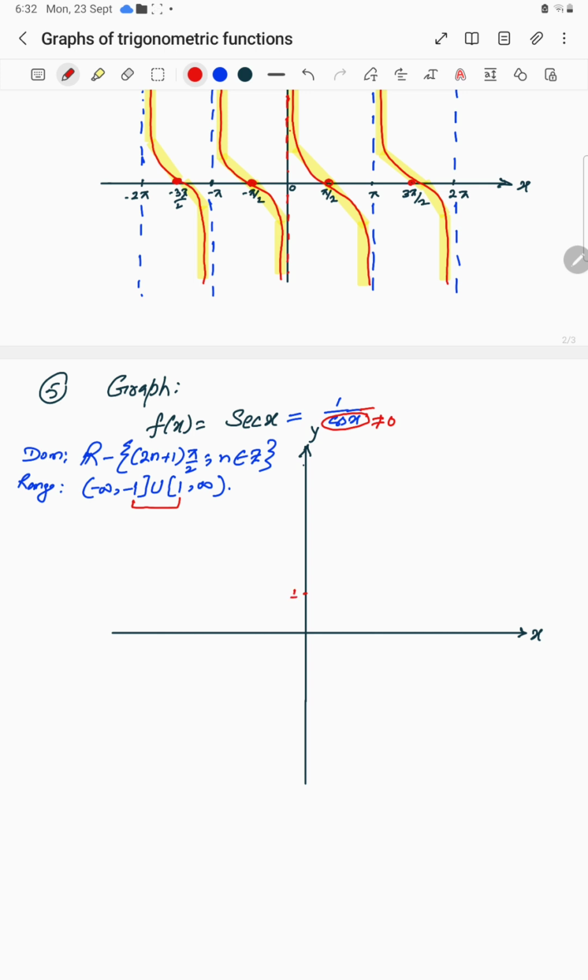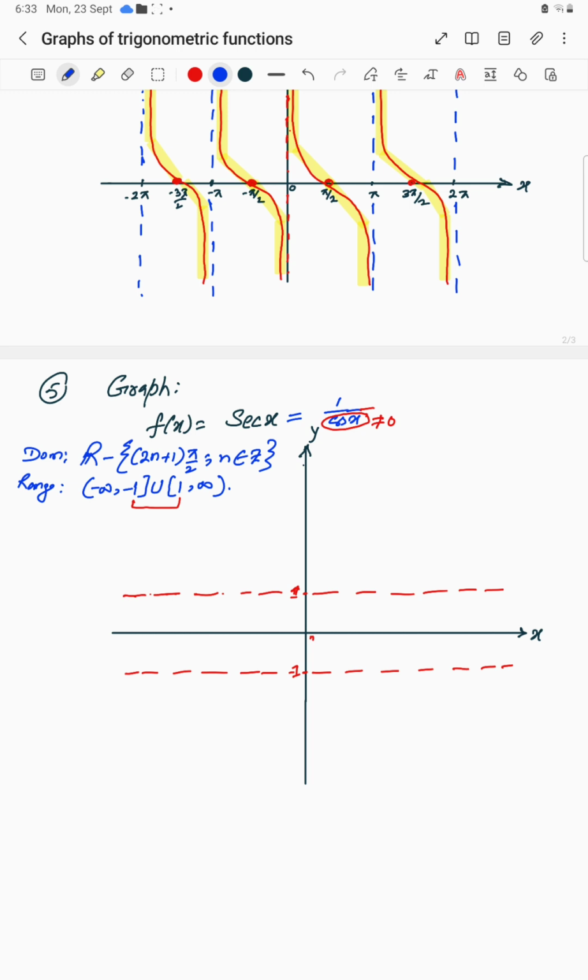Suppose here we have 1, here we have 0, and here we have minus 1. It means the graph will not lie in between 1 and minus 1. We can take different values to finalize our graph values, as the period is the same as that of cos.